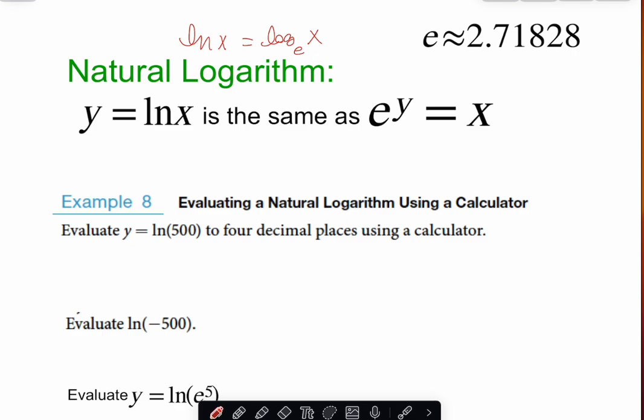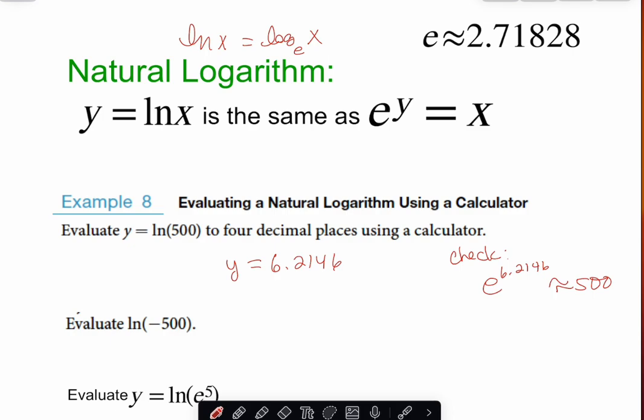Okay, so if we put the natural log of 500 into our calculator and we take it out to 4 decimal places, you get 6.2146. Okay, and then this one you could check if you put e to that power, you should get approximately 500.